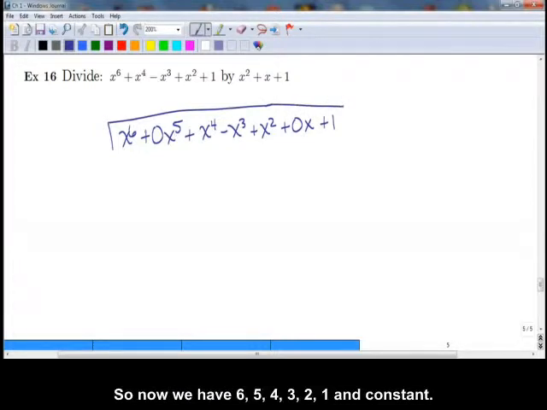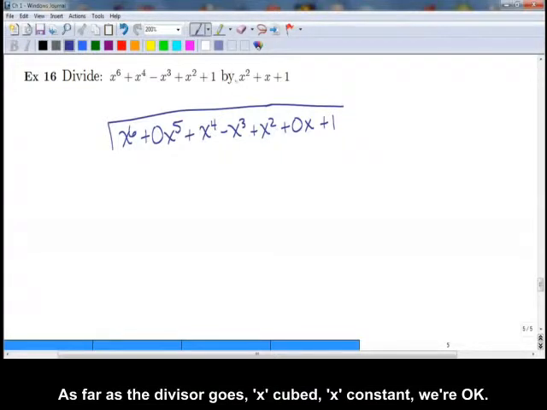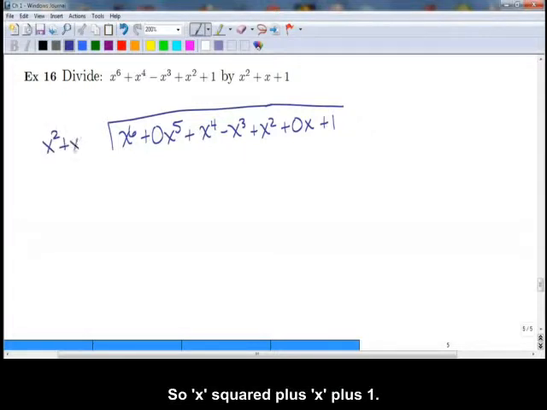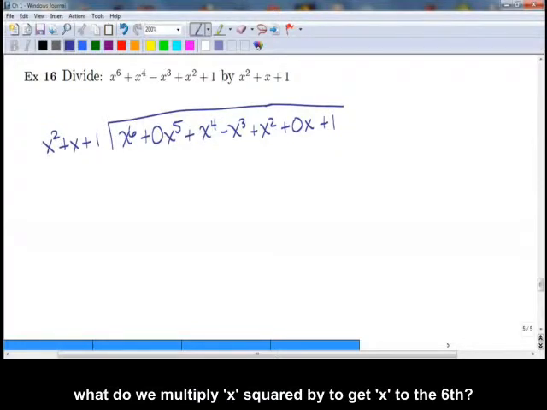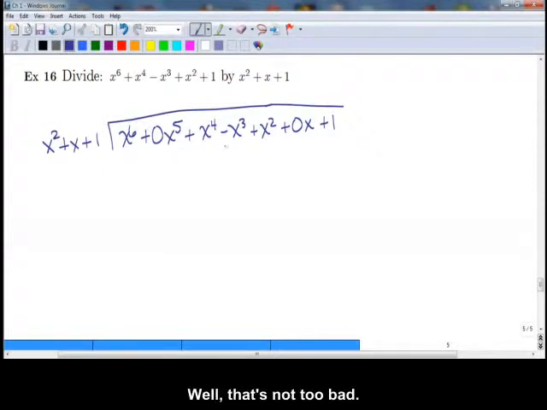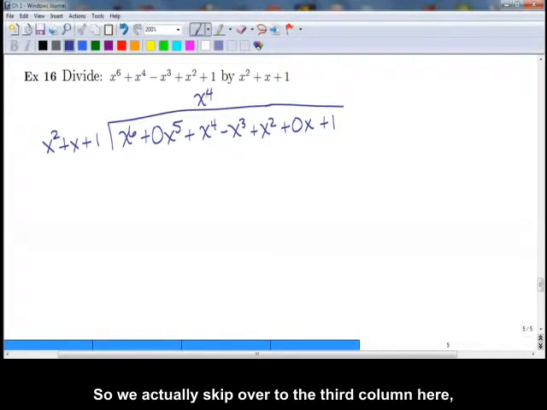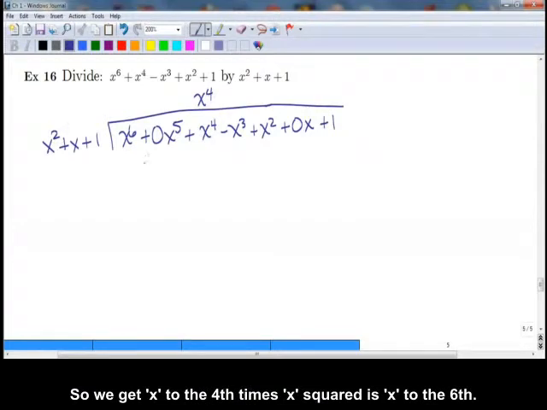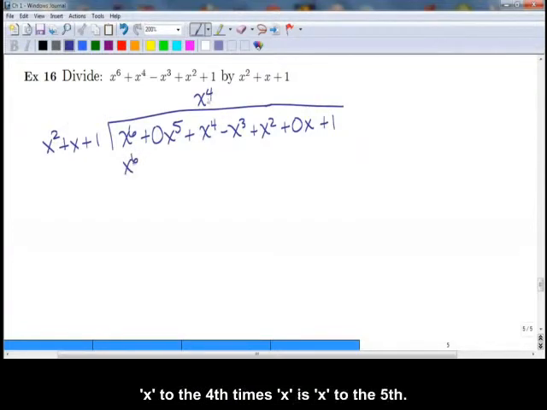So now we have 6, 5, 4, 3, 2, 1, and constant. As far as the divisor goes, x cubed, x constant, we're okay. So x squared plus x plus 1. And now we need to say, okay, what do we multiply x squared by to get x to the 6th. Well, that's not too bad. We just have to multiply by x to the 4th. So we actually skip over to the 3rd column here, our x to the 4th column, to write that up there. So we get x to the 4th times x squared is x to the 6th. X to the 4th times x is x to the 5th.